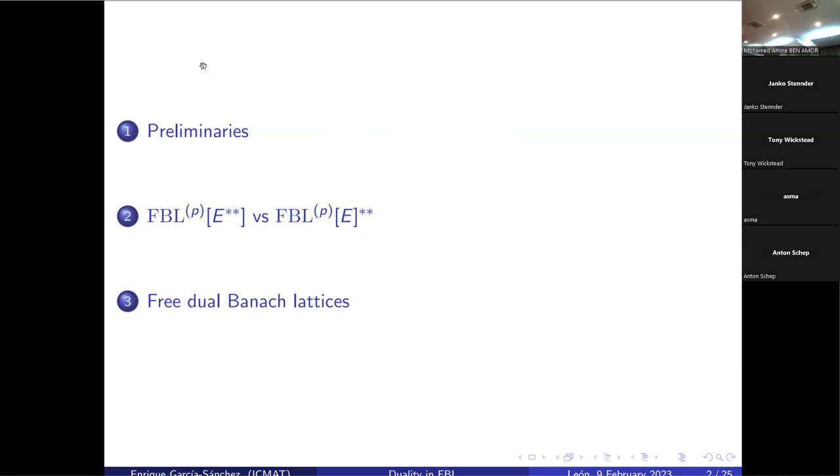We will study the free p-convex Banach lattice generated by a bidual space, and we will compare it with the bidual space of a free p-convex Banach lattice. In the last part of the talk, I will introduce some new notion of free objects in a category of dual Banach lattices, and we will see how the construction goes.